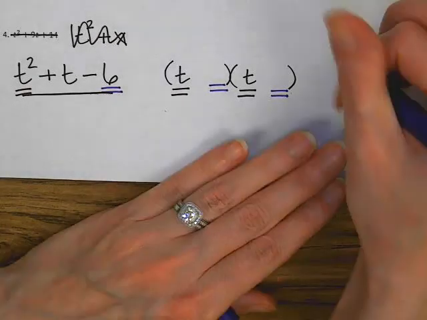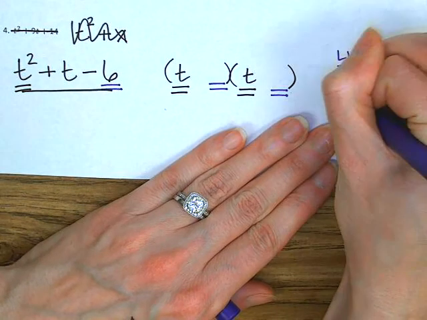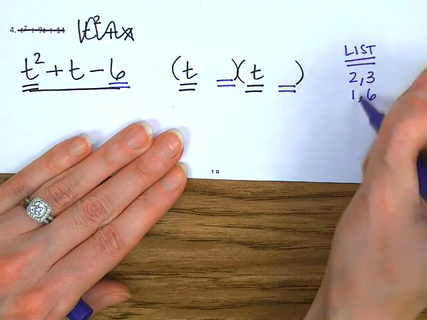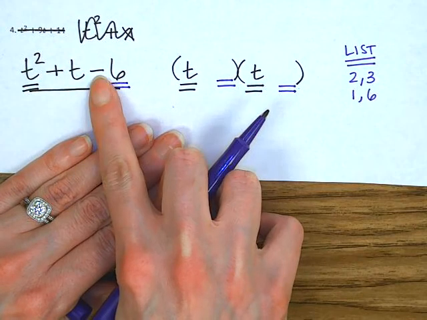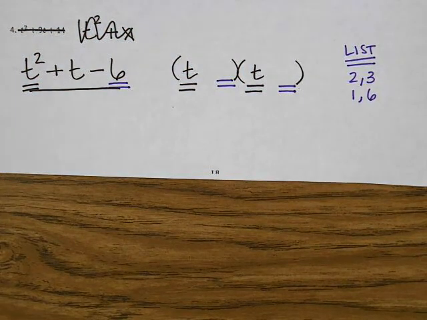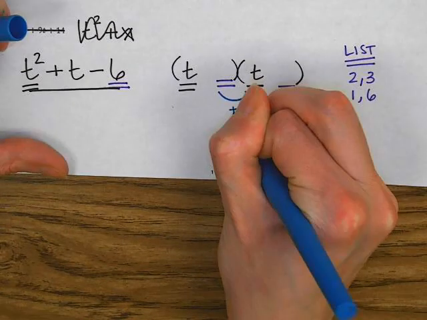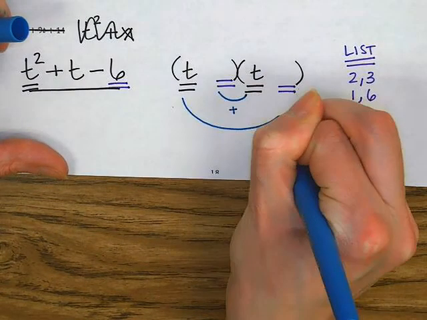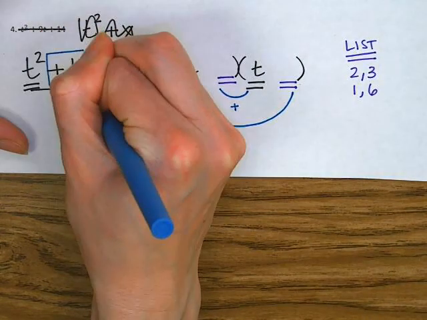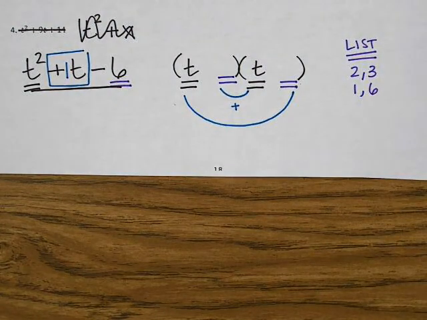Okay, so I'm going to make a list. Some ways to get 6 are 2 and 3 or 1 and 6. And one of them has to be negative in order to get -6. Okay, so keep that in mind. Now here's what you have to check. You have to check the inners plus the outers, and they have to add to the middle term, 1. Okay, so keep that in mind.